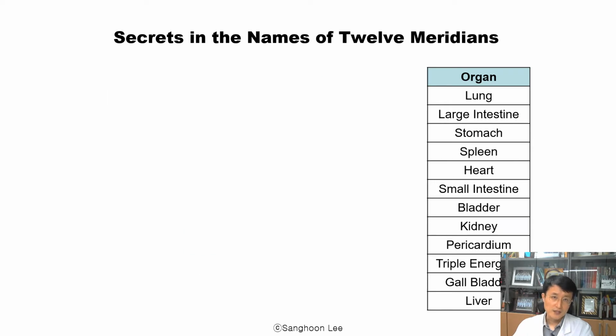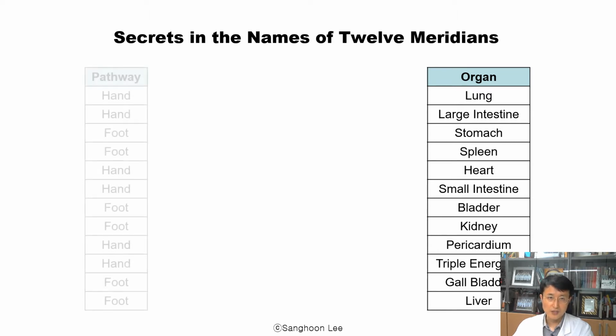In the West, meridians are commonly called by an associated organ name. For instance, lung meridian and liver meridian. However, the original full name of the 12 meridians has deep, profound significance.